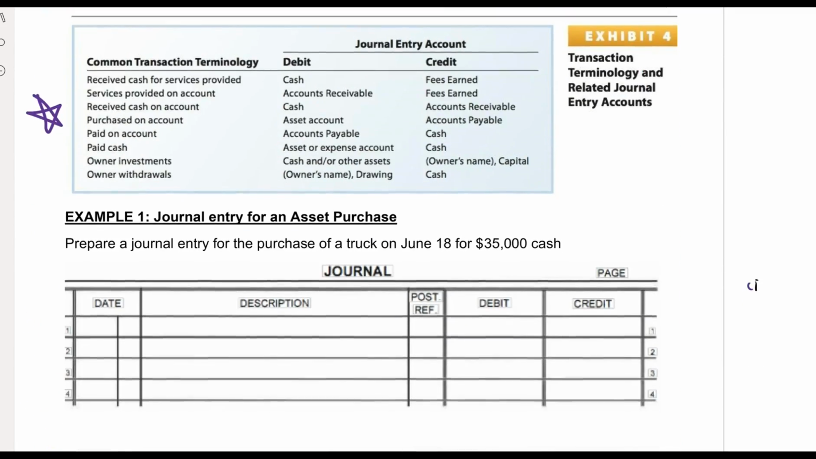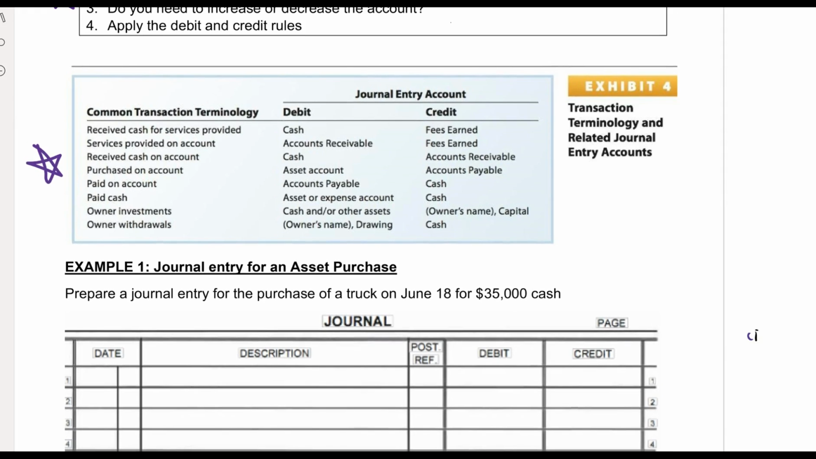Okay, so this box here, exhibit 4, is just a chart of some very common transactions that you will see. Now the descriptions are generic. When you get into a problem, it's going to have a little bit more specific information, but generally this is what is happening, and you can see which accounts you need to debit and which accounts you need to credit. So it's just kind of a helpful hints sort of thing.